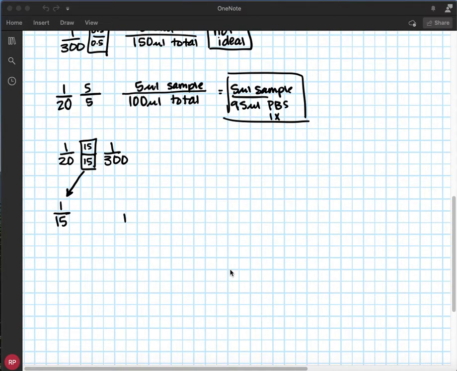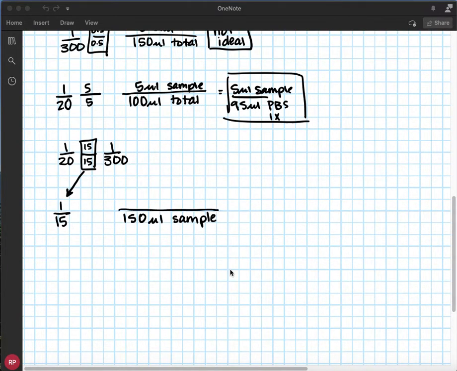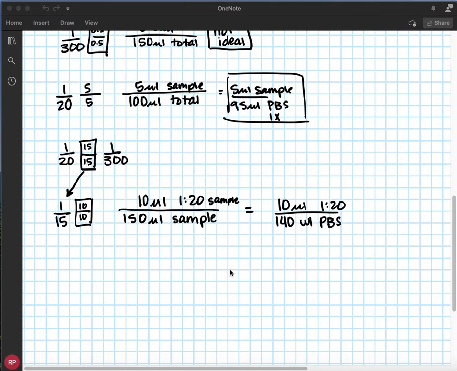And following the same rules as above, we have 150 microliters of sample that will go into our well of a BCA assay. We need to find the factor here. This one's easy. It's 10. 10 microliters of our 1 to 20 sample, and 150 microliters total. So we will be pipetting 10 microliters of 1 to 20 into 140 microliters of PBS.